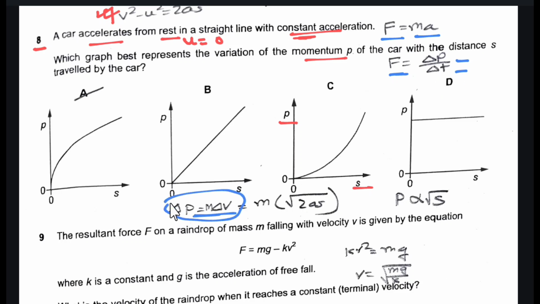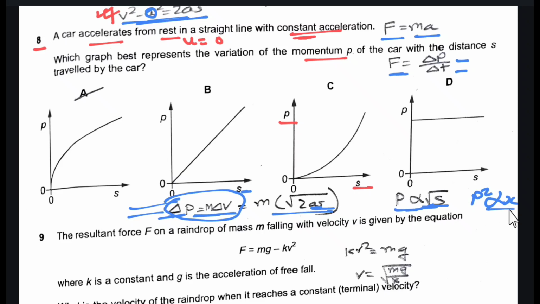So we can use this equation to relate velocity with distance: v² − u² = 2as, and the initial speed is 0. So v would become √(2as). That is, we can use this equation to relate momentum against distance. So we can see that momentum is equal to m√(2as), that is, momentum is directly proportional to root over distance. That is, momentum squared is directly proportional to distance.